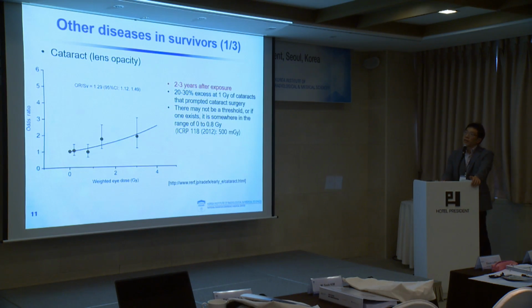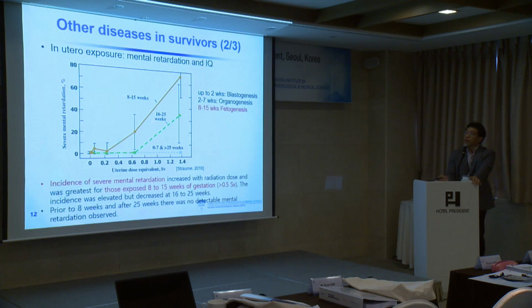Other than cancer, some other diseases were also observed. The first is cataract. Cataract occurred 2 or 3 years after exposure. In the past, cataract was usually considered a deterministic effect, which means there might be a threshold somewhere between 0 and 0.8 gray. But recently, there are emerging data supporting that cataract might be considered a stochastic effect.